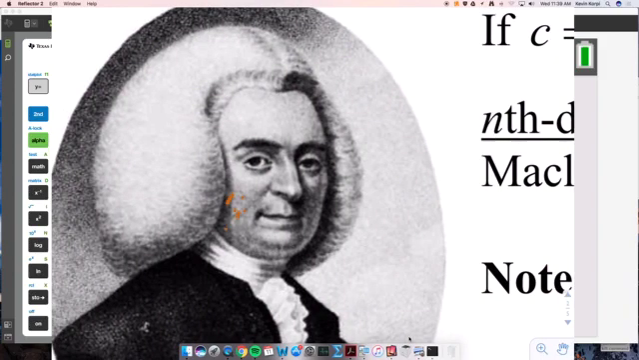If you just kind of give some speckled beard. Yeah, okay.